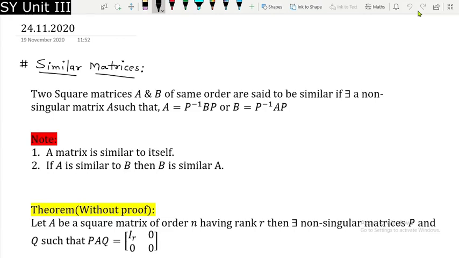Hello my dear students, today we are going to start with a new topic. First of all we will see the definition of similar matrices.